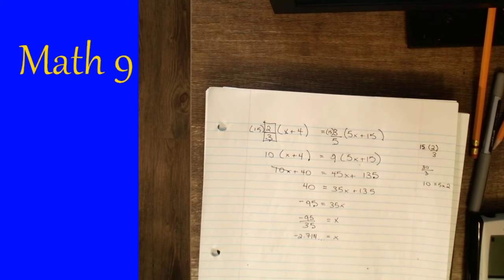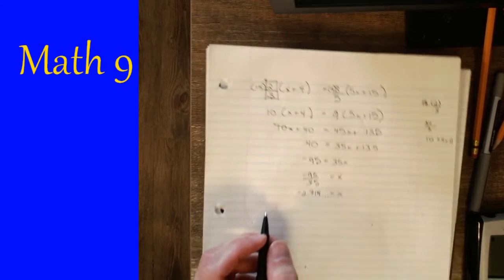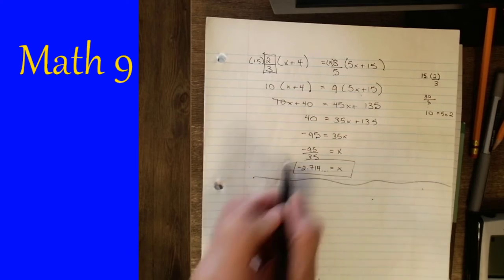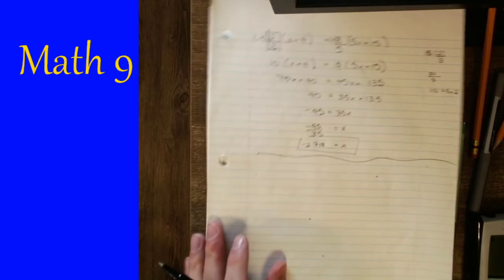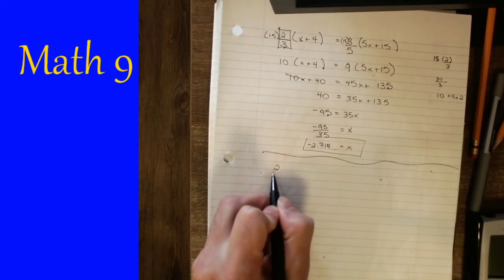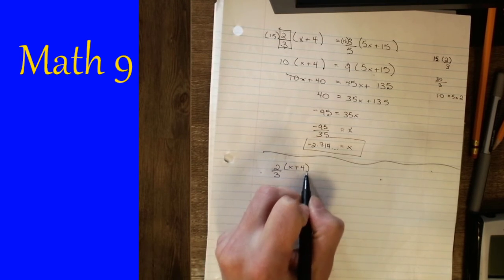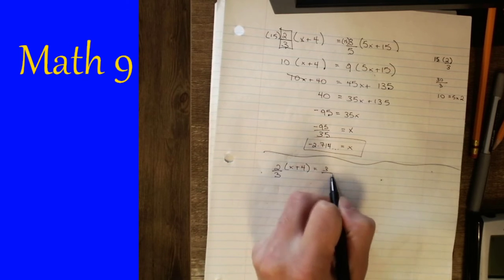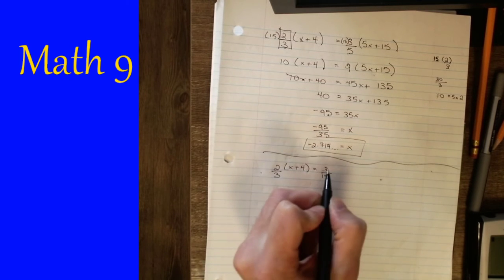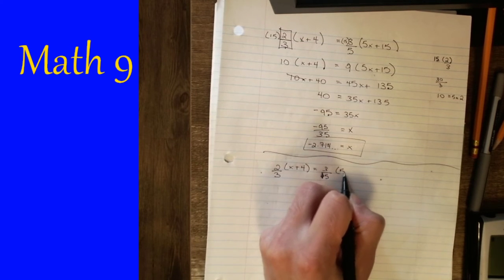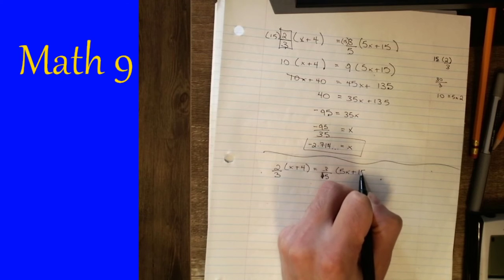And like I said, I want to give a couple different ways that we can do this. So let's go through another way. This is a little different. So same question, so we should end up with this as an answer. Just keep that in mind. I'll rewrite what I have here. 2 over 3 times x plus 4 is equal to 3 over 5, not 3 over 15. We're multiplying by 5x plus 15.